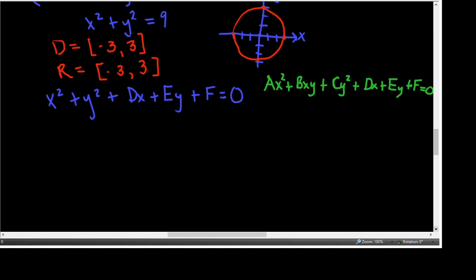All of those letters, A, B, C, D, E, and F, are real numbers. And if it's a circle, then it will have the same number for A and C, and B will be 0. All right. The graph of anything that's in this form, x squared plus y squared plus dx plus ey plus f equals 0, will be one of these things. It will either be a circle, a single point, or a graph that's empty, contains no points.